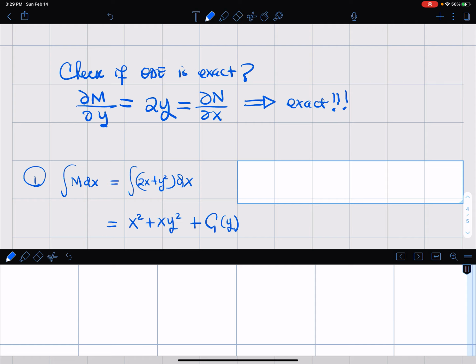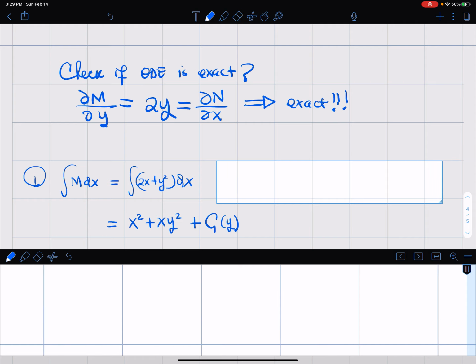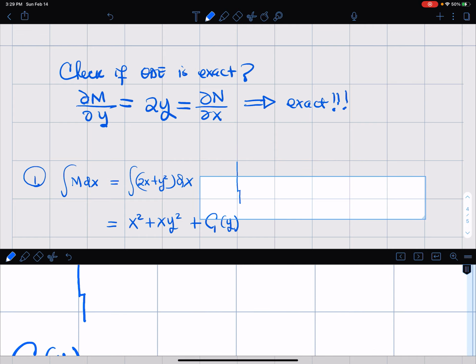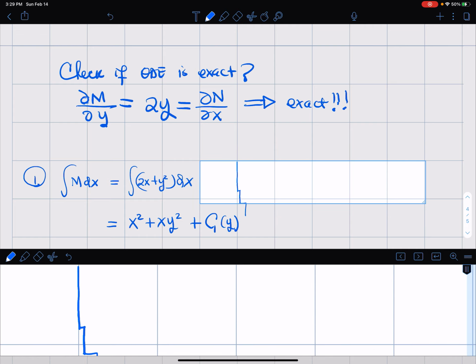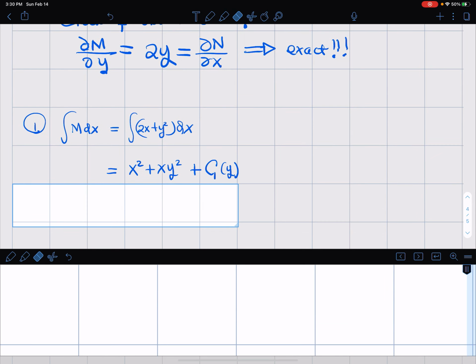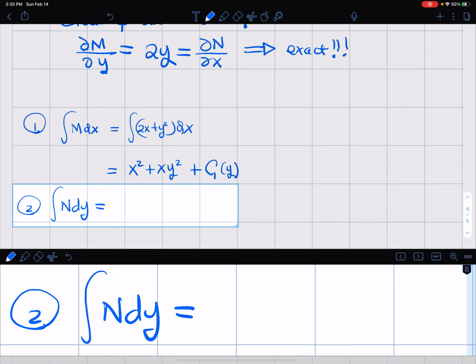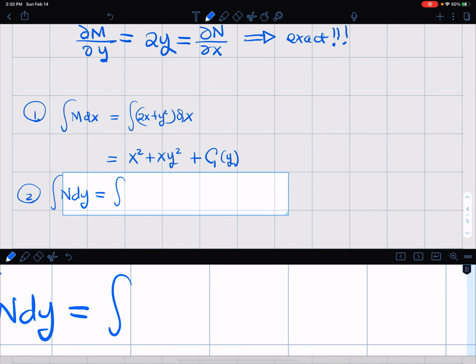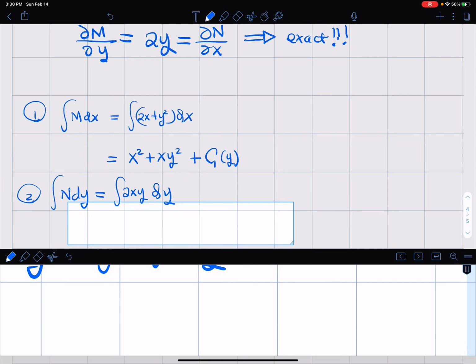Now, let's see, I'm going to draw a line here because I want to do it side by side. Why am I trying to do it side by side? Why not just go ahead and do this here? The second step, N. This is the integral of N dy. What is N? N is 2xy. Integral of 2xy dy.